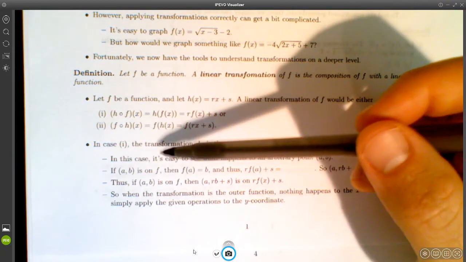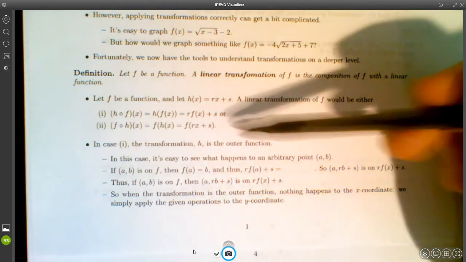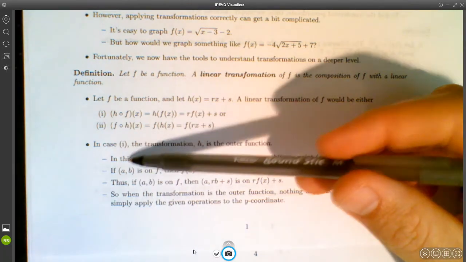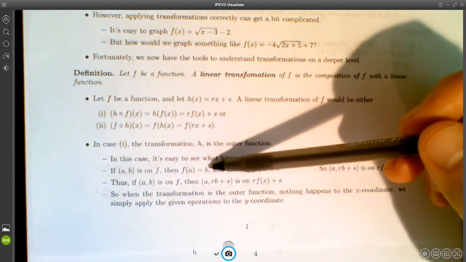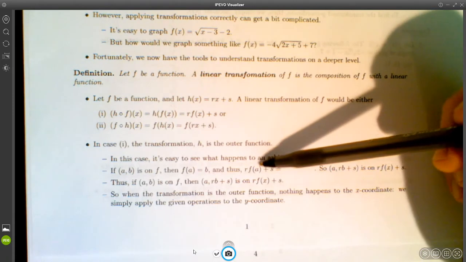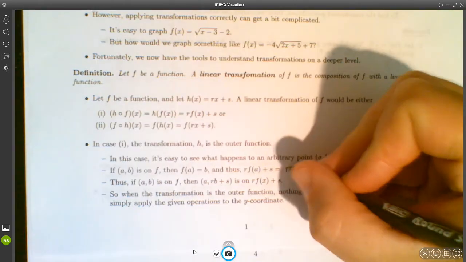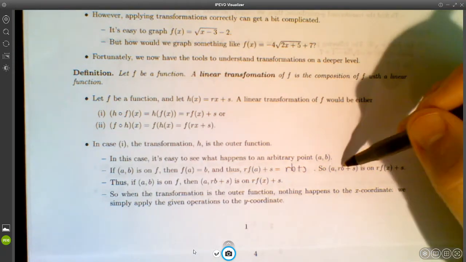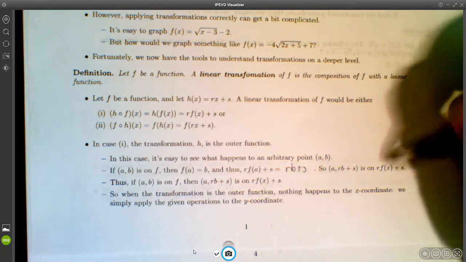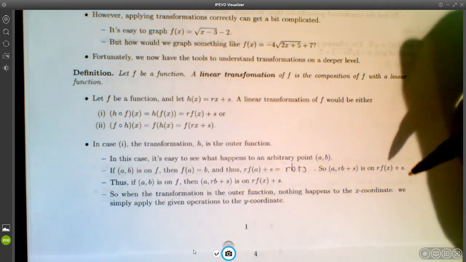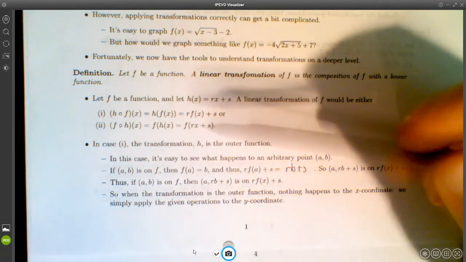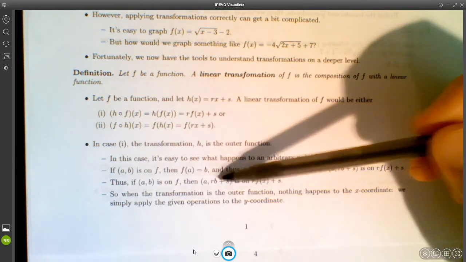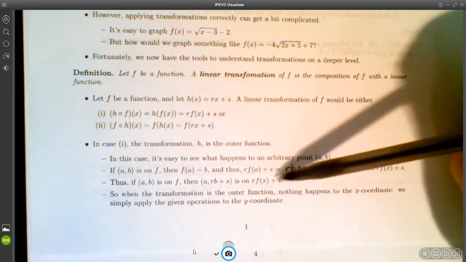In case 1, the transformation h is the outer function. When you have a transformation that's the outer function, it's easy to see what happens to an arbitrary point a, b. If a, b is on f, then f of a equals b. And therefore, r times f of a plus s is just r times b plus s. So the point a, rb plus s, is on the graph of r times f of x plus s. Putting it all together, if a, b is on f, then a, rb plus s is on r f of x plus s.